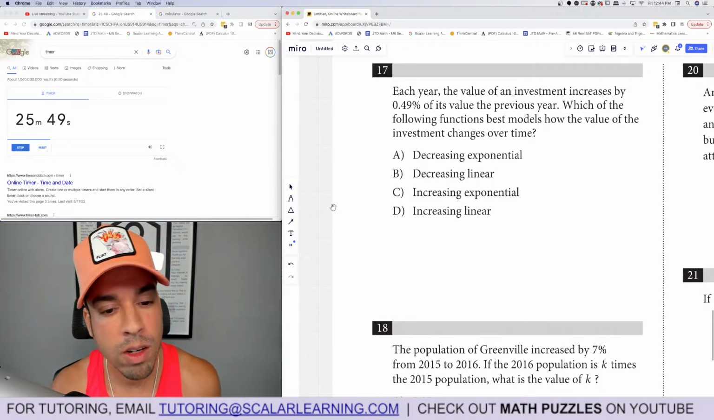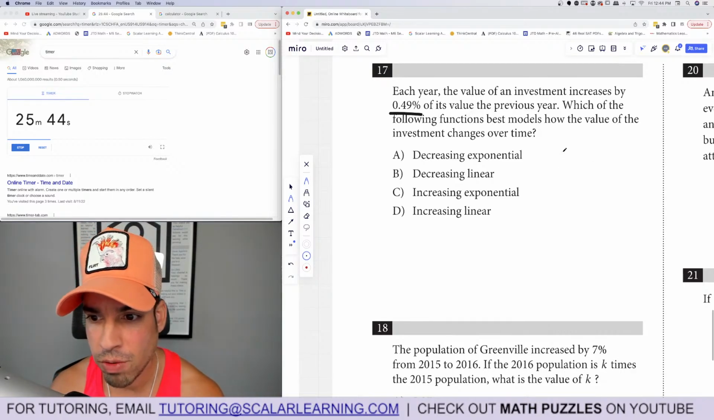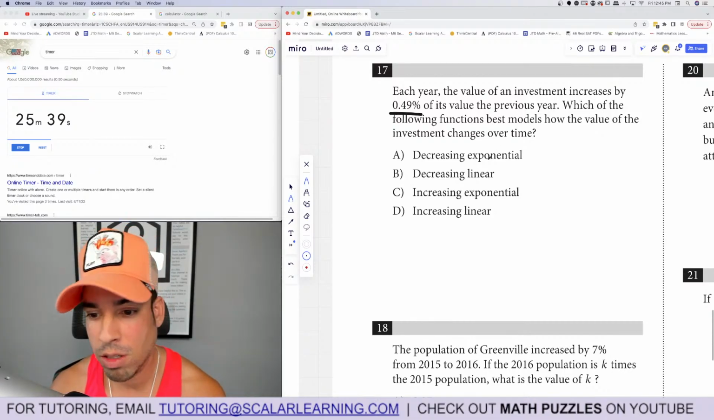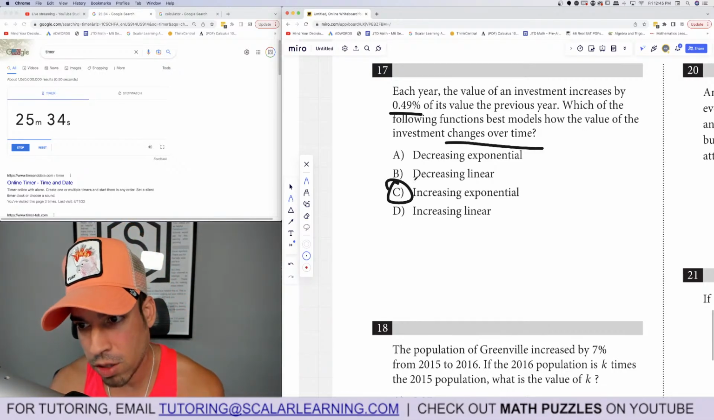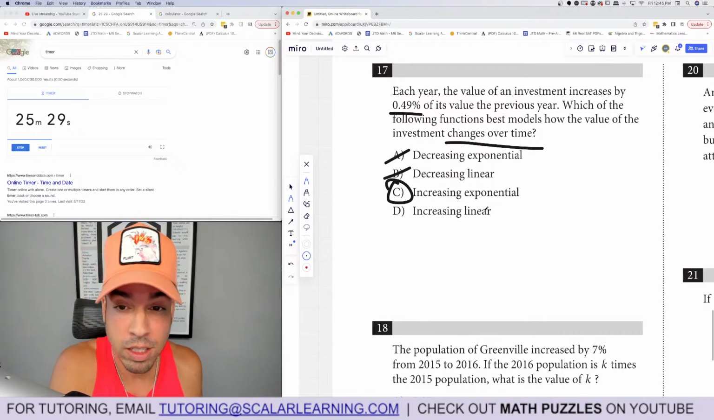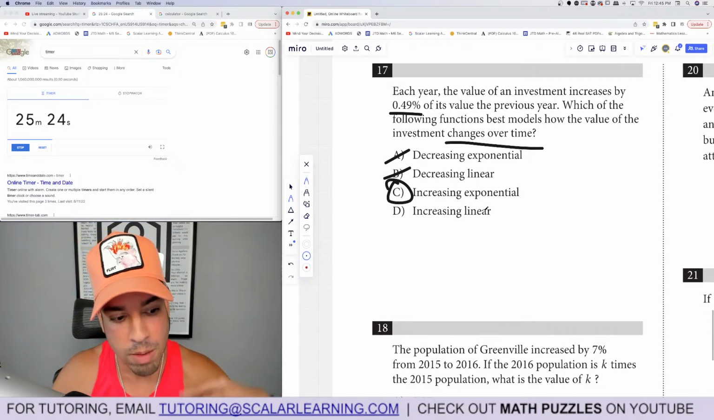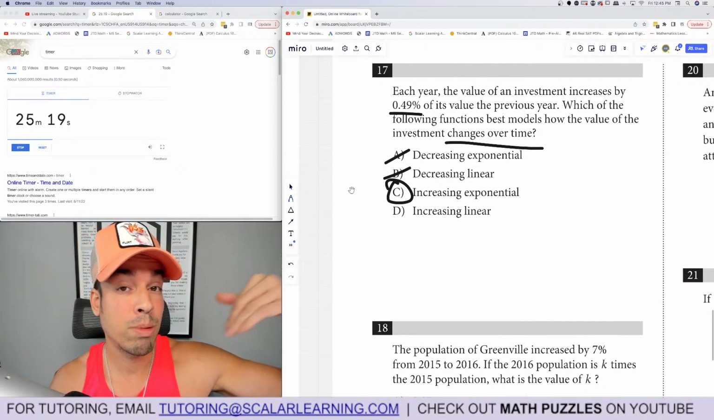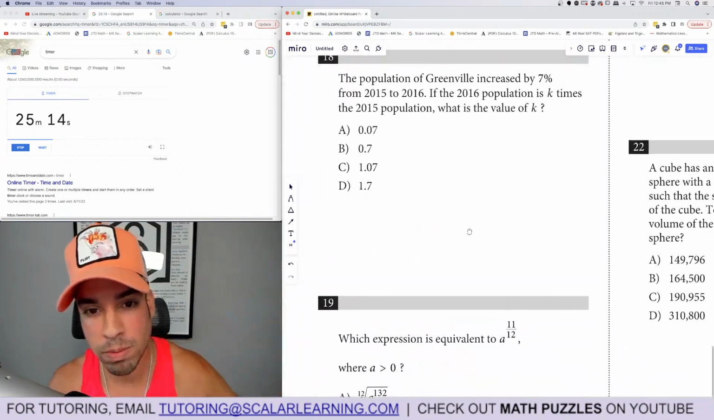Sorry. Each year, the value of an investment increases by 0.49% of its value of the previous year, which is the following functions. Wait, the value of an investment increases by that of the previous year. It's exponential. Even though it's very slow growth, it's obviously increasing, and it's exponential because it's from the previous year. If they said 0.49% of the initial year, then that'd be a constant amount and it'd be linear. But here the value is dynamic, right? Because as you get more money in the account, the value of the increase is bigger because now you're taking a percentage of a larger number.